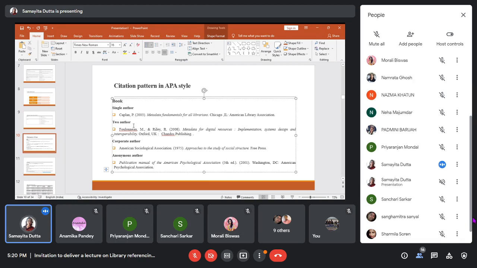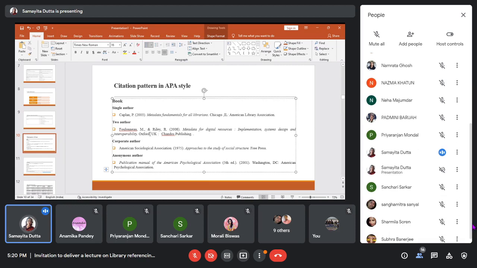Similarly, in the case of two authors, you follow the same pattern, and between the two authors you should use and. In the case of a corporate author, such as the American Sociological Association, that is the name of the association. After that come the date of publication, the title of the work, and the publisher. There may be documents without an author, or where the author cannot be found in the book. There you should start from the title of the book, and after that the same pattern is followed.